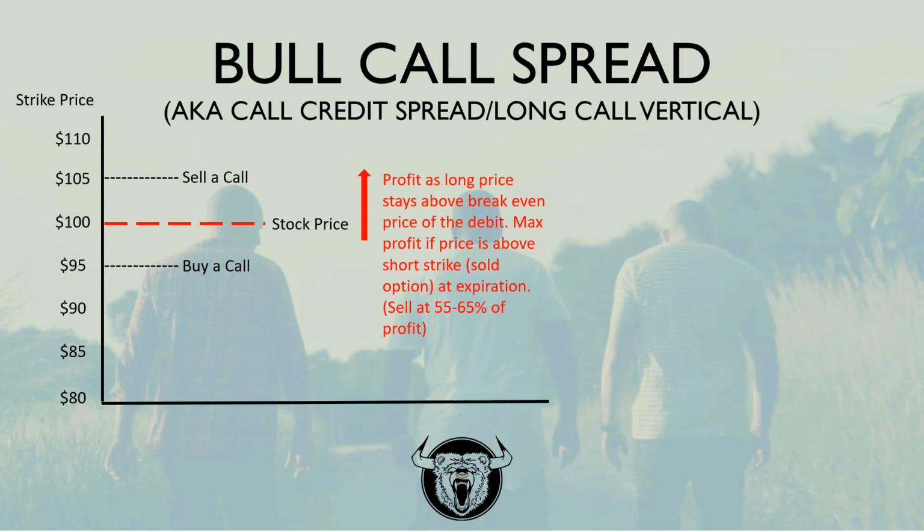So with a bull call spread, otherwise known as a call debit spread or a long call vertical, you profit as long as price stays above the break-even price of the debit, and you will receive max profit if price is above the short strike, or the sold option, at expiration. However, again, sell at 55 to 65% of profit and do not hold until expiration.